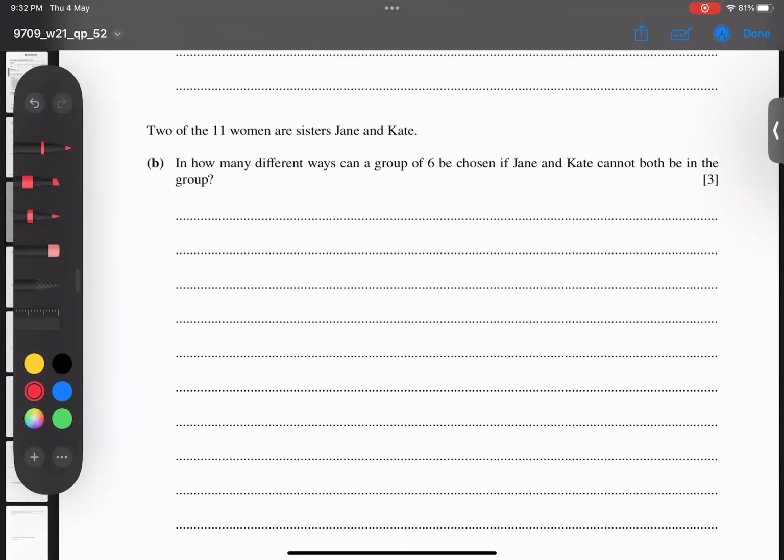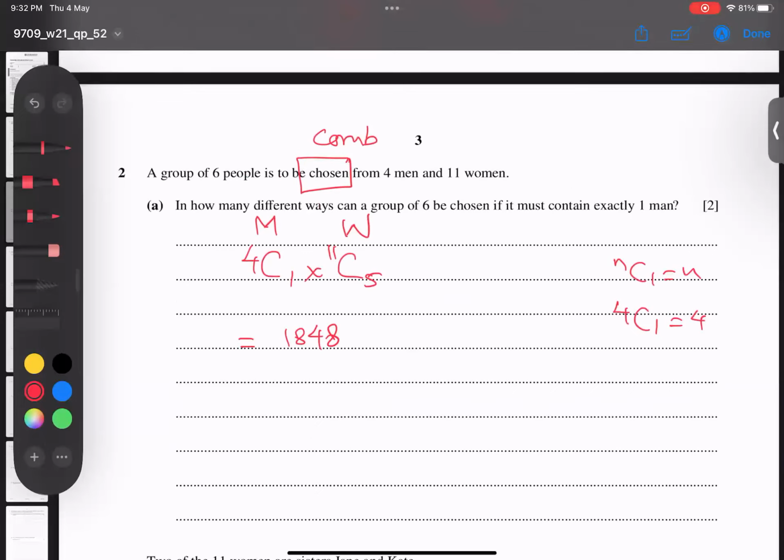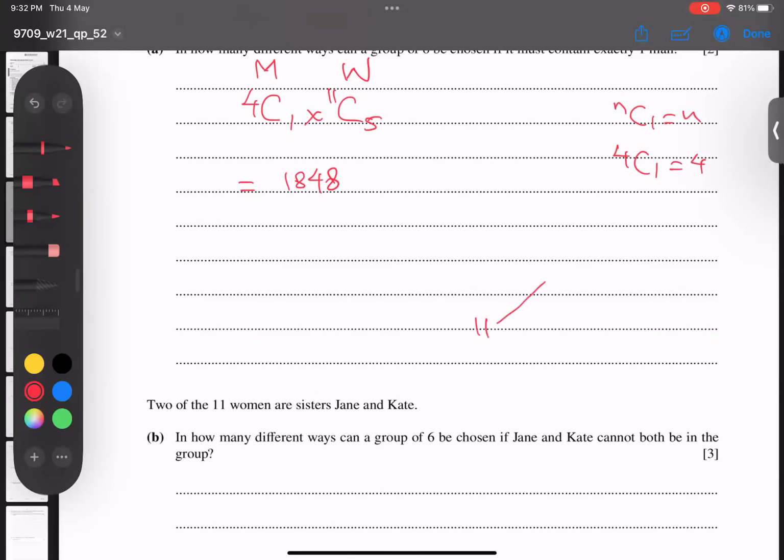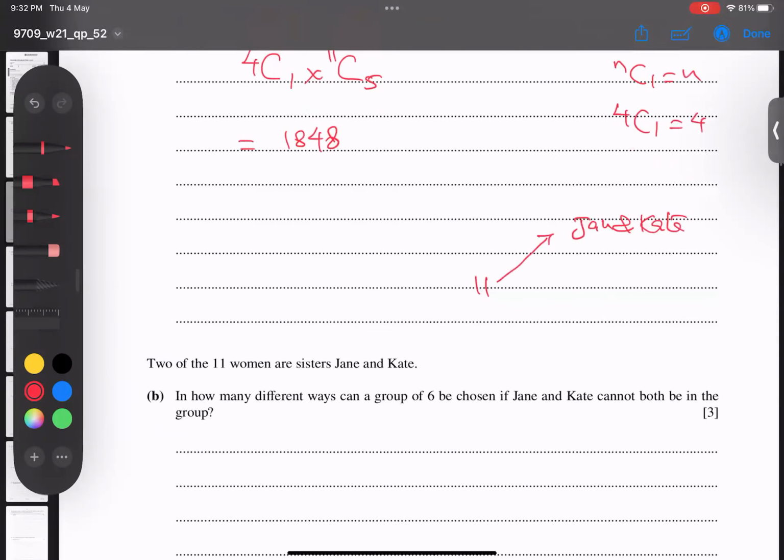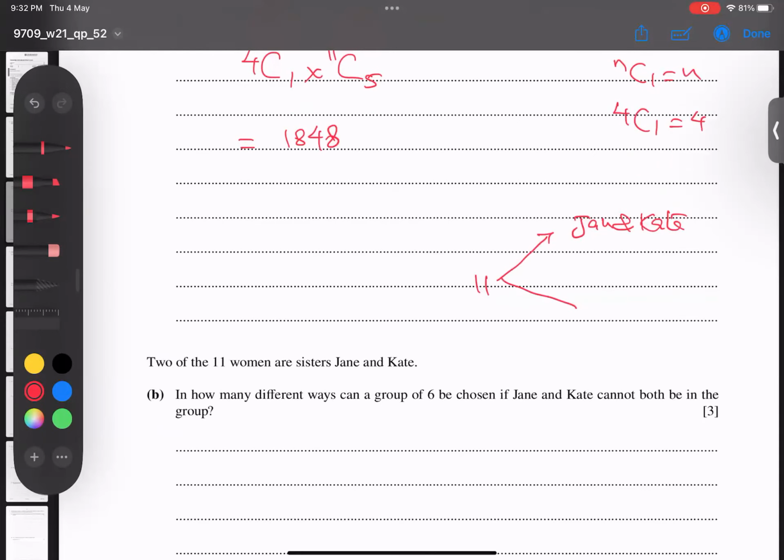Okay. What is the question here? 2 of the 11 women are sisters. All right. 2 of the 11 women are the sisters, and Jane and Kate, 2 sisters are there. So I will do what? 11 women. I will say here, this is Jane and Kate. Okay, 2 sisters, and 9 are others. 9 others.